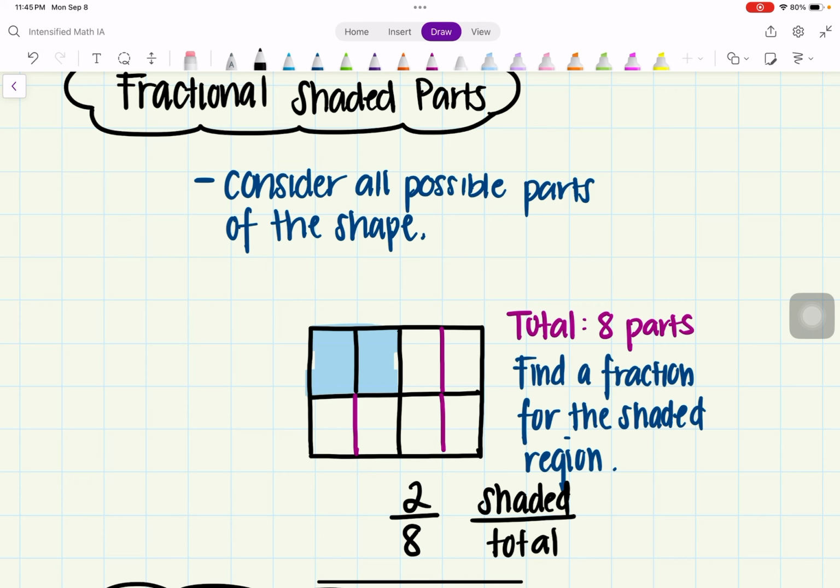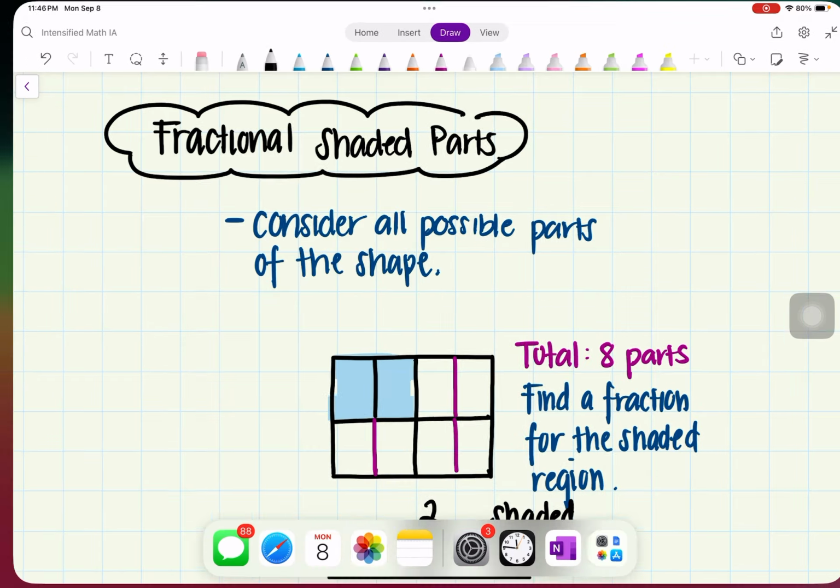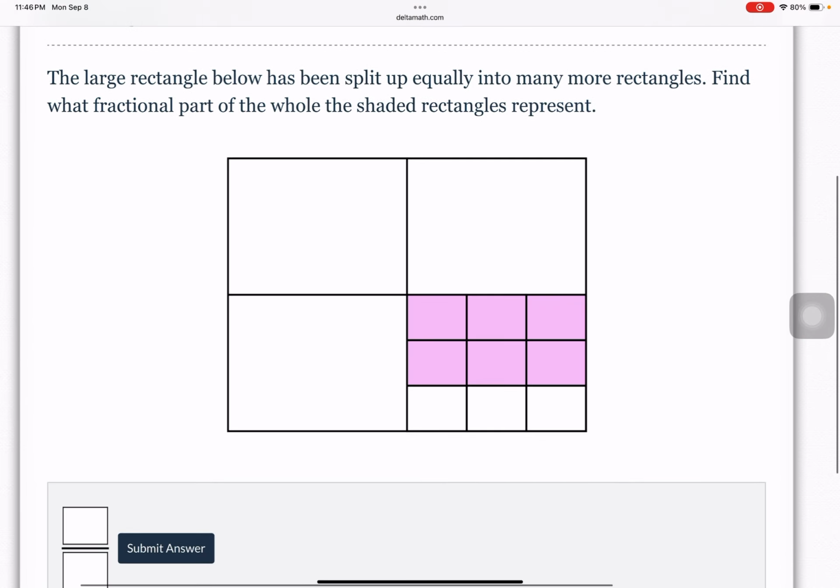Over the total. All right. Now let's go ahead and take a look at an example, in this case from Delta Math. And this is what we have. Once again, we're taking a look at a rectangle. This is actually a large rectangle we see here.